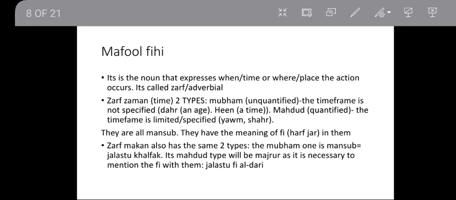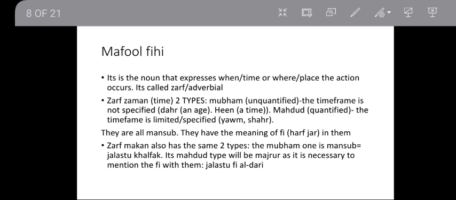Zarf zaman has the meaning of "in this specific time frame." So I traveled in a period of a month. Of course, you won't always translate it word for word when you're doing it in English, because English has its own grammatical structure. So you won't say "I traveled in a month," you'll say "I traveled for a month." But in Arabic, it's literally translated as "I traveled in a month." But like I said, in English we won't say it like that.